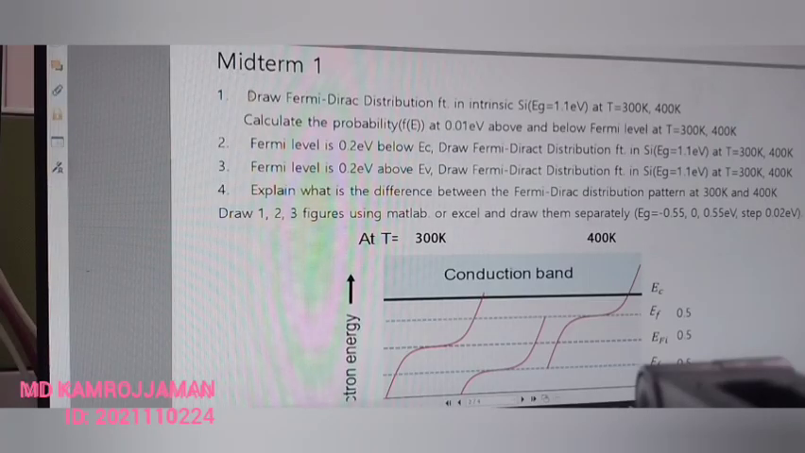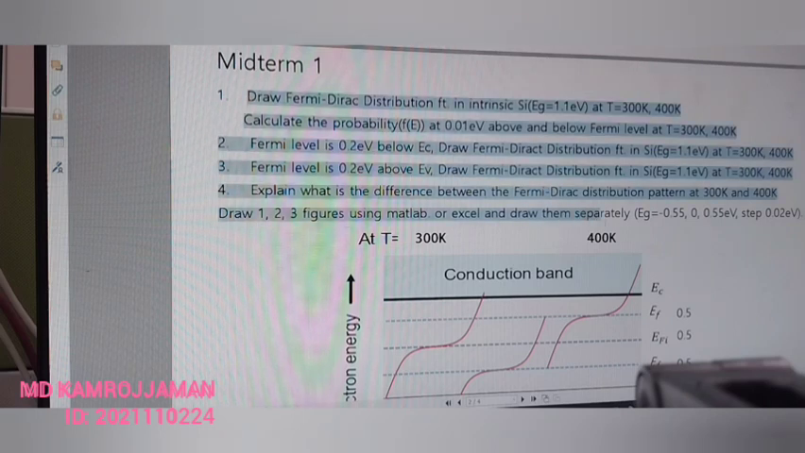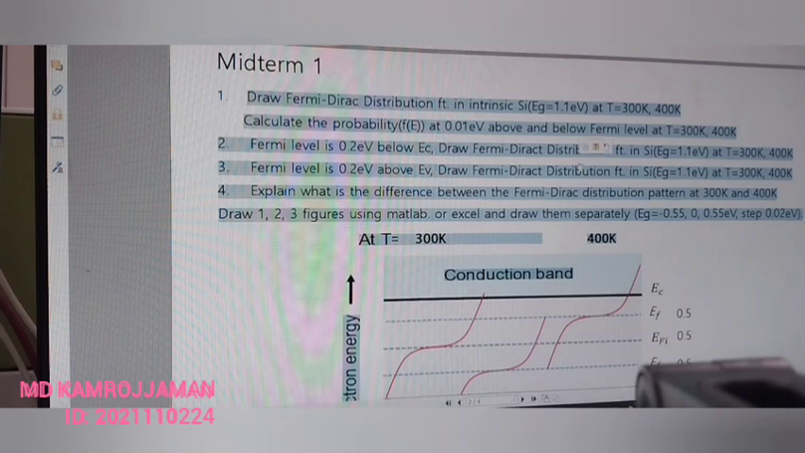Now I am going to make a YouTube video according to the midterm examination questions 1, 2, 3. So let's start. There are 4 questions for midterm 1. So I am going to solve them one by one.